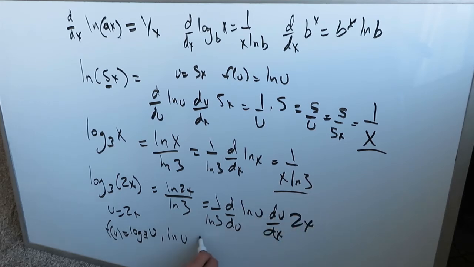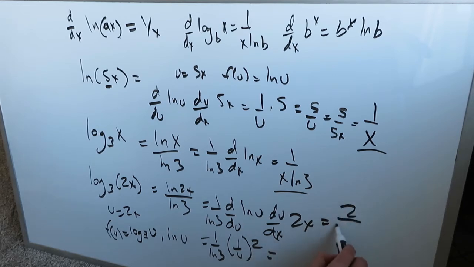When we simplify this, we get 1 over ln 3, and the derivative of natural log u comes out as 1 over u, and the derivative of 2x is just a 2. Then you end up getting 2 over ln 3 times 1 over u, and you have to substitute back 2x for u. The 2's cancel out, and what do you get? You get 1 over x ln 3, exactly the same thing.